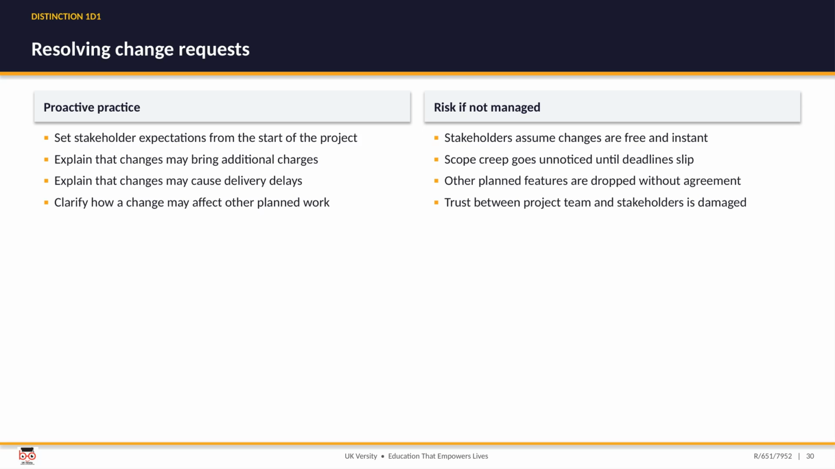So, how do you keep change requests under control? A lot of it is proactive expectation setting right from the start. Make it clear to stakeholders that changes may bring extra charges, that they can cause delivery delays, and that a change in one area can knock on to other planned work. If you do not, stakeholders tend to assume changes are free and instant. Scope creep goes unnoticed until deadlines start slipping. Other features get quietly dropped without agreement, and the trust between the team and the stakeholders takes a real knock.